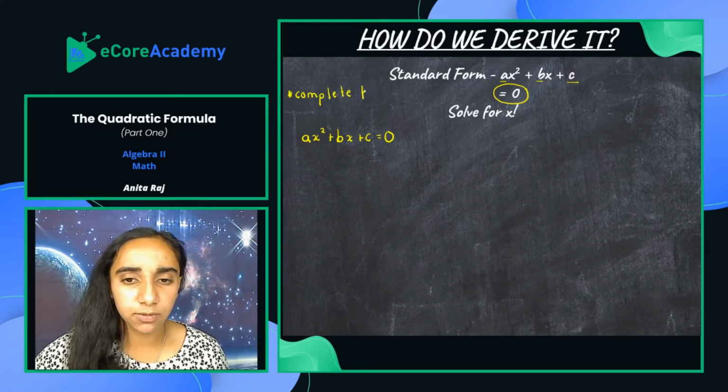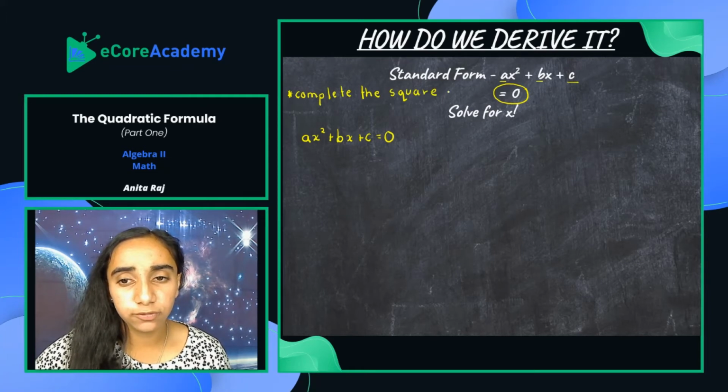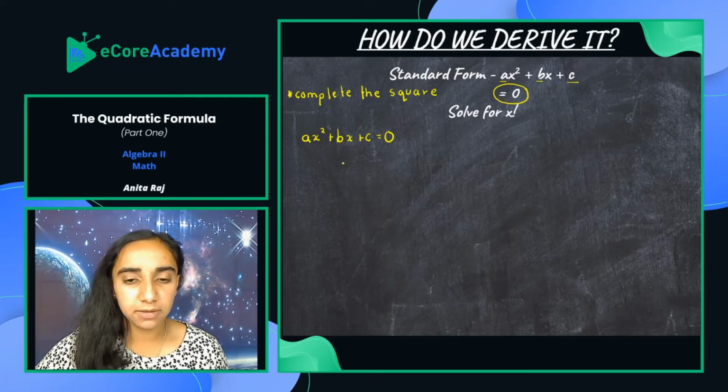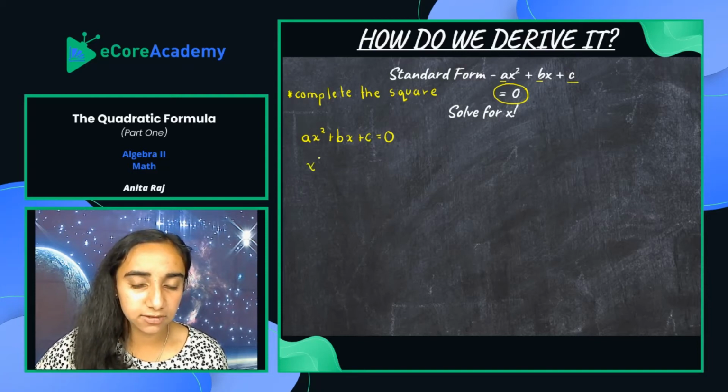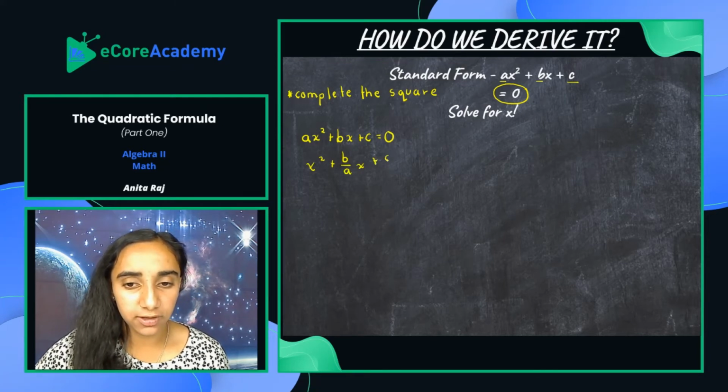And I'll show you exactly what I mean, because what we're actually going to do is follow the steps of completing the square to derive the quadratic formula. So what do I mean by this? Our first step is going to be divide all of these values by a. So if we divide all of these values by a, ax squared divided by a is equal to just x squared because the a's cancel out. bx divided by a is just equal to b over a times x, and then c divided by a is just c over a, and 0 divided by a is equal to 0.